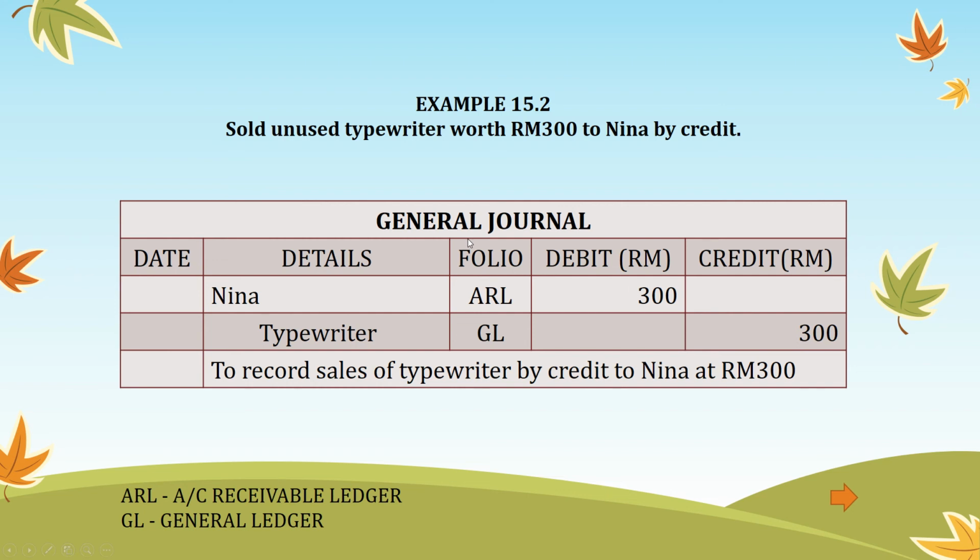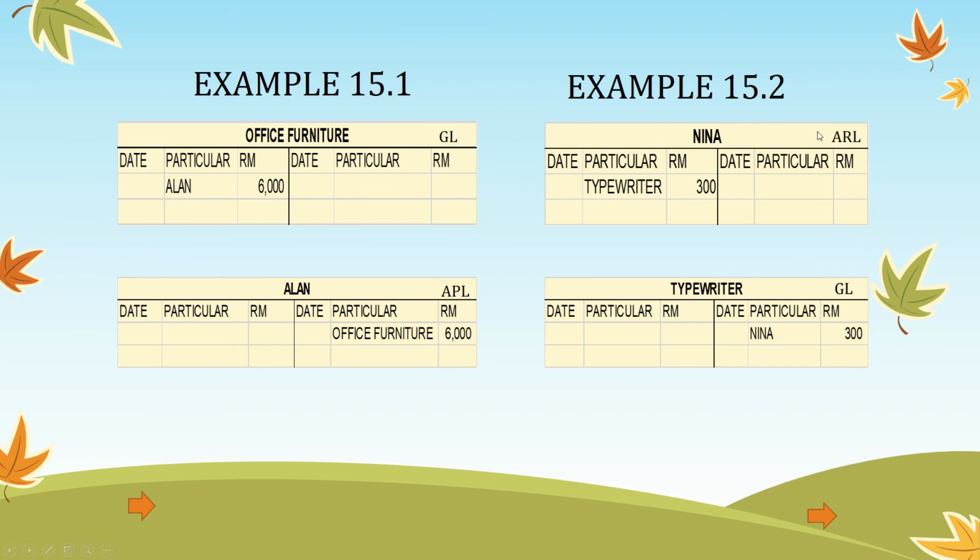There are 2 ledgers for this transaction. One is account receivable ledger Nina and another one is general ledger typewriter. In Nina account, the amount RM300 will be debited, but in typewriter account, the amount of RM300 will be credited.